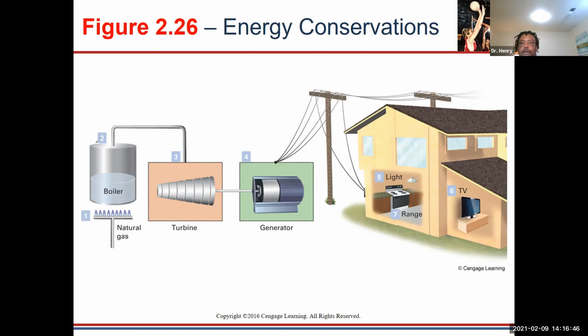And then that steam comes up here, and it turns that turbine, and the turbine turns the generator. And then the generator starts generating electricity. So those electrons are being pushed through those lines, and then we're able to get lights. We're able to get our range. We're able to get our TV. We're good to go, right?